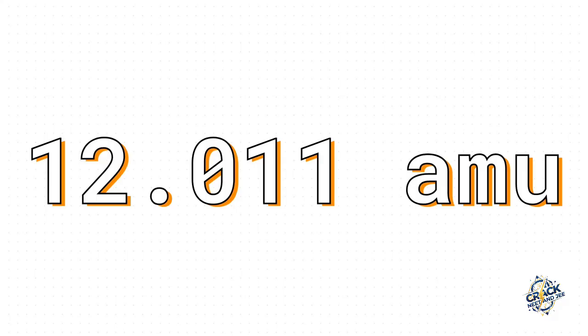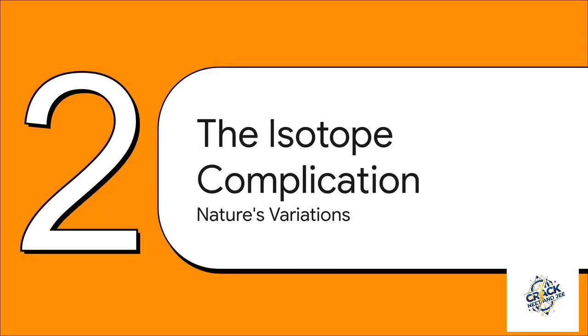And here it is, the official number, 12.011. Not 12. So where does that extra .011 come from? I promise you, that's not a typo. It's a clue. And it points to a much deeper truth about how elements actually exist out in nature. And that clue leads us straight to something called isotopes. You can basically think of them as nature's own little variations on a theme.